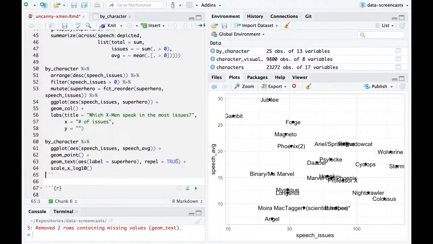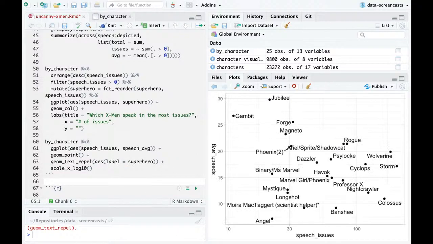And repel equals true is not the way to do it. What am I doing? I need to do, here we go. Ah, that looks better. And then I'm going to do my labels. I'm going to say number of issues in which they speak, number of issues, average lines per issue.